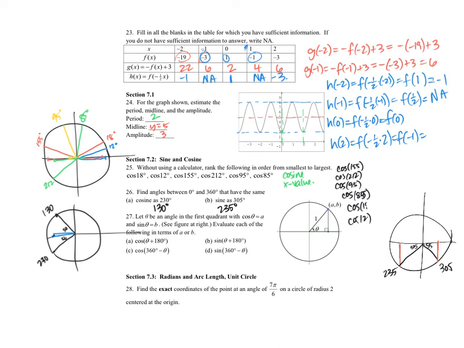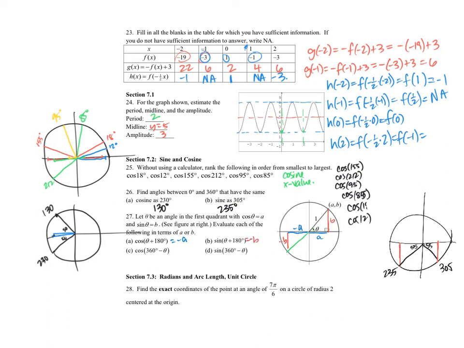Okay, on number 27, I'm looking at an angle that has cosine value A, so that's this distance, and sine value B, so that's this distance. If I add 180 to that angle, I'm going to end up over here, but it's going to have some symmetry, right? So this is going to be negative A, and this distance is going to be negative B. So the cosine value will be negative A, and the sine value will be negative B.